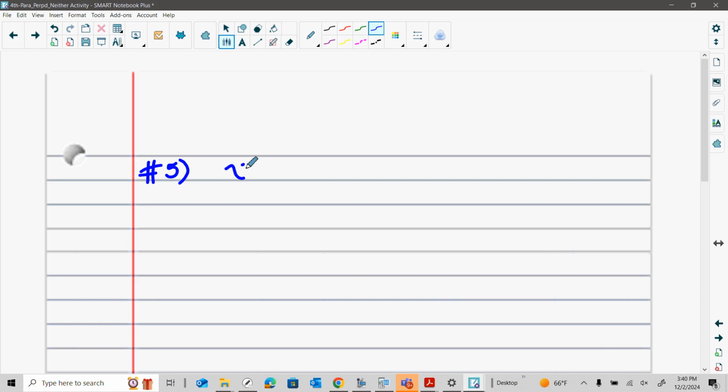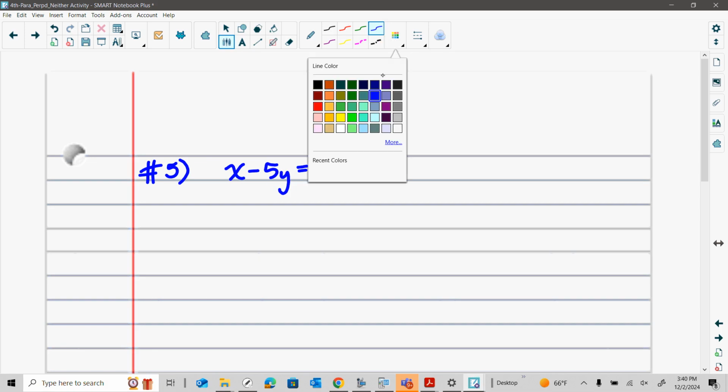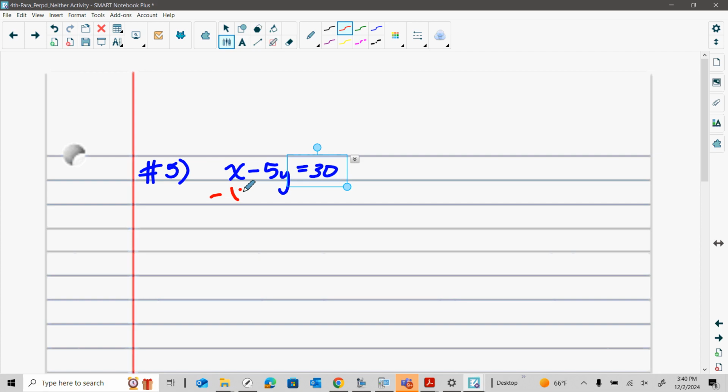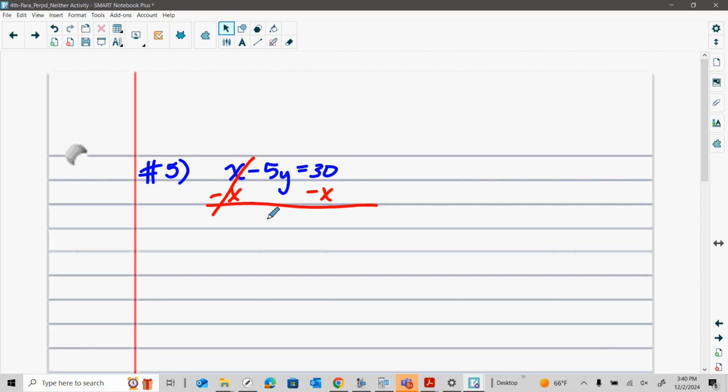So we have x minus 5y equals 30. We have to solve for y. So that means we have to eliminate the x first. So this would be minus x, minus x. So this now becomes negative 5y equals negative x plus 30.